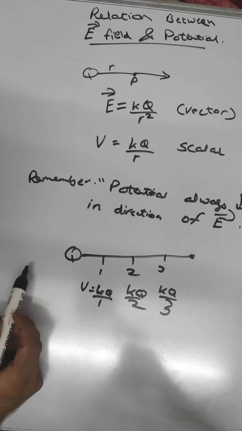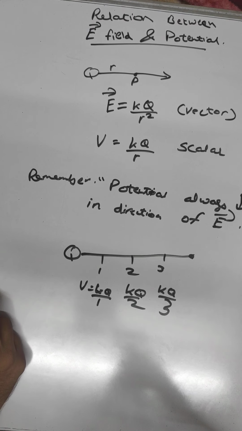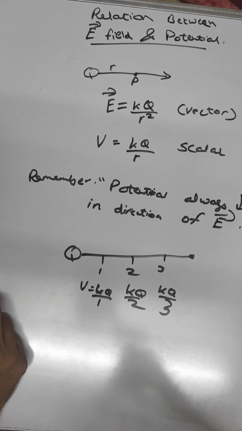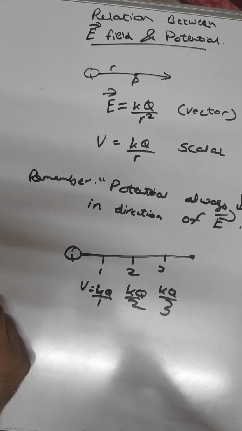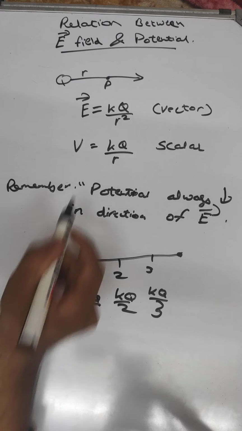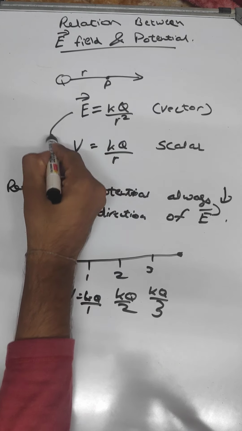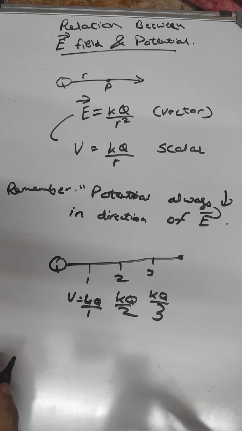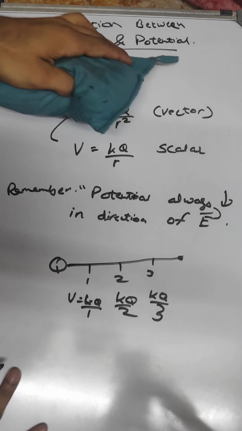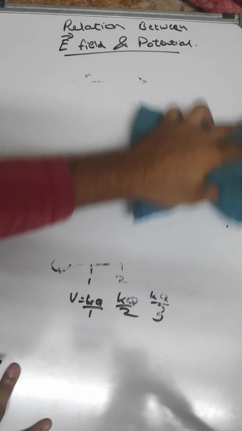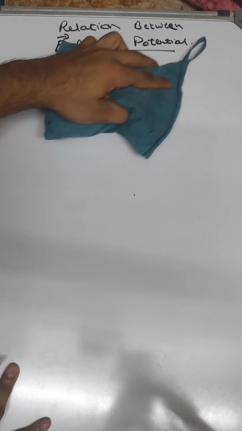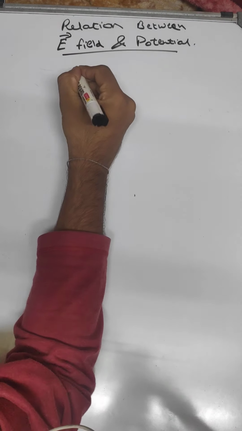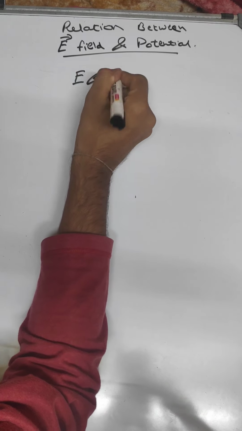So electric potential always decreases in the direction of electric field. I hope this is very clear to you all. Here you can also see the difference in this, both the formulas are only of R. So now we'll try to study the relation between E and V. Relation between E and V.